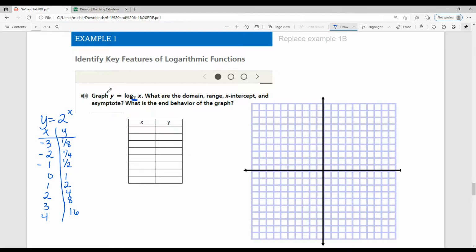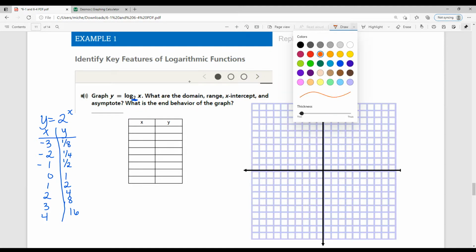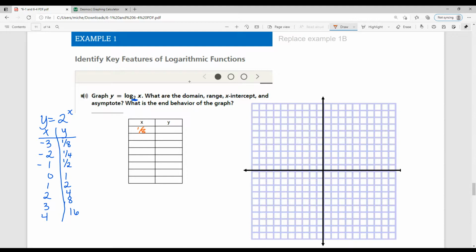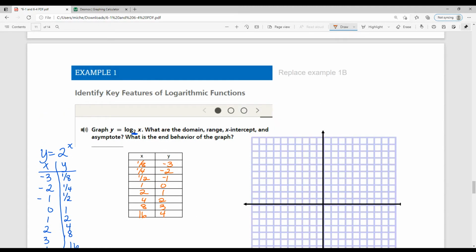It looks like this. So if I'm going to graph the inverse, then I'm going to switch the x and the y. So if the function y equals 2 to the x had a point at negative 3, 1/8, then x would be 1/8 and y would be negative 3. I'm literally going to switch every single one of these, and I'm going to graph them. 2, 8, 3, and then I'm looking down here, 16, 4. Now I'm going to plot all of these points and see what it looks like.